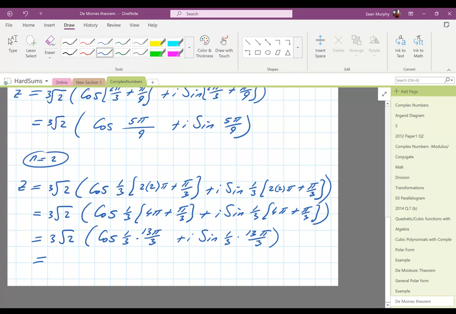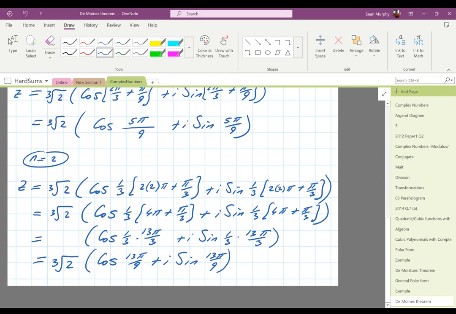And lastly then, it's the cube root of 2, make that clearly cube root as opposed to 3 root 2, the cube root of 2 times the cos of 13 pi over 9, 3 3s is 9, plus i sine 13 pi over 9. So they are the three answers.